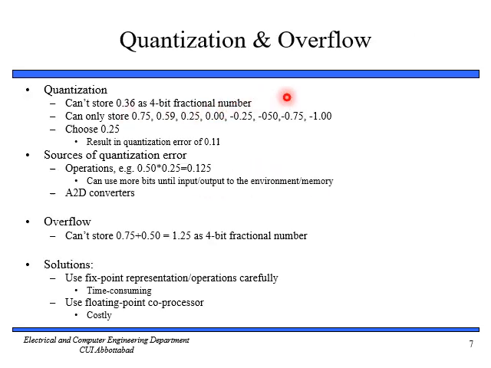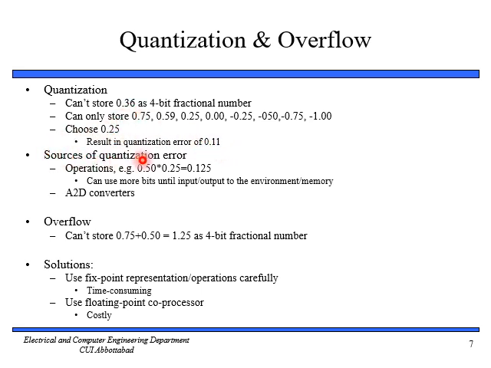So in this slide we will talk about quantization and overflow. As I have told you previously, for quantization, you cannot store 0.36 as a 4-bit fraction number. You can store 0.75, 0.50, 0.25, 0.00, minus 0.25, minus 0.50, minus 0.75 and minus 1. So what do we have to choose? We have to choose the nearest one, that is 0.25, and this will result in a quantization error of 0.11, because if you add 0.25 with 0.11 you get 0.36.